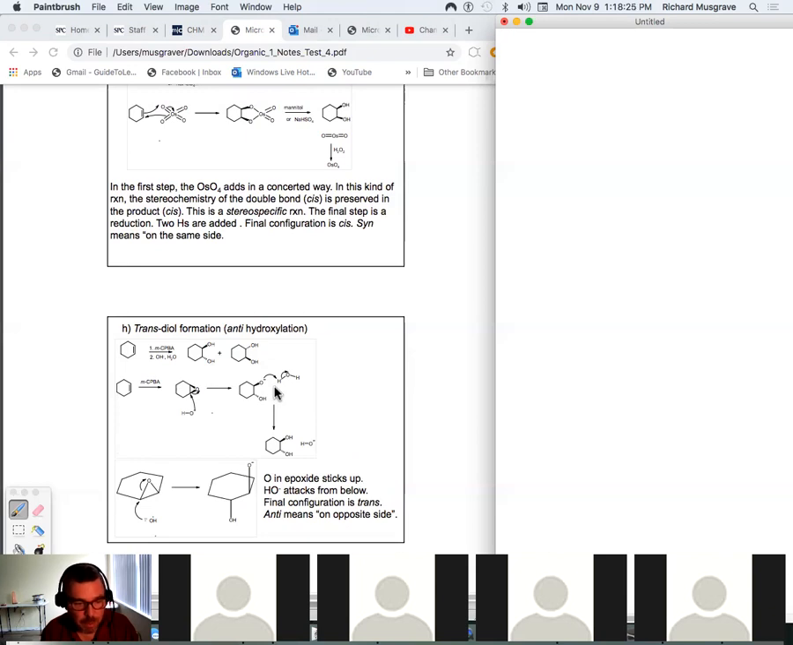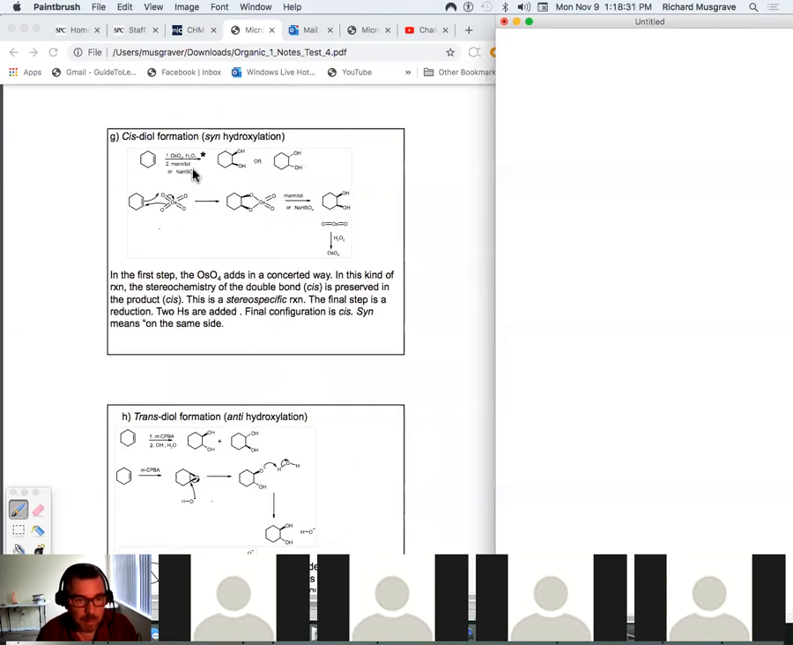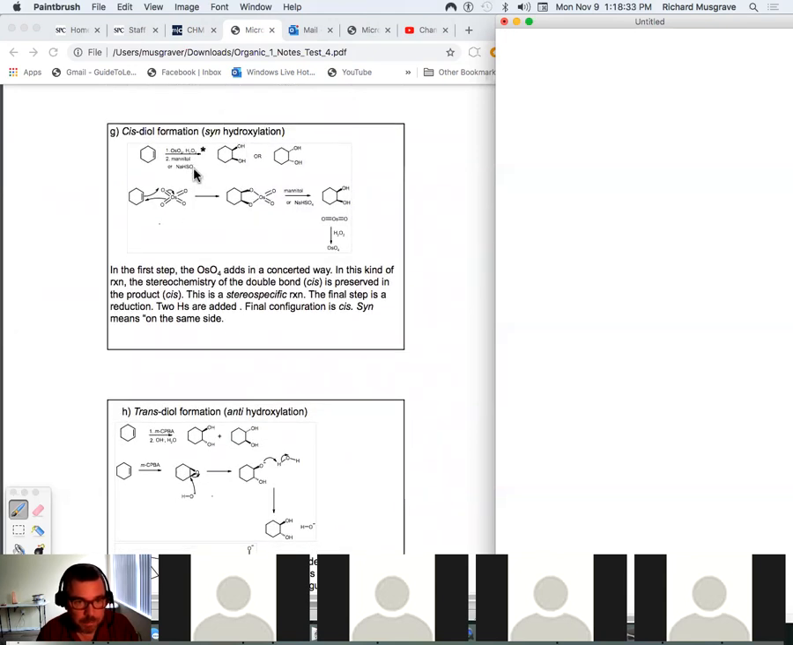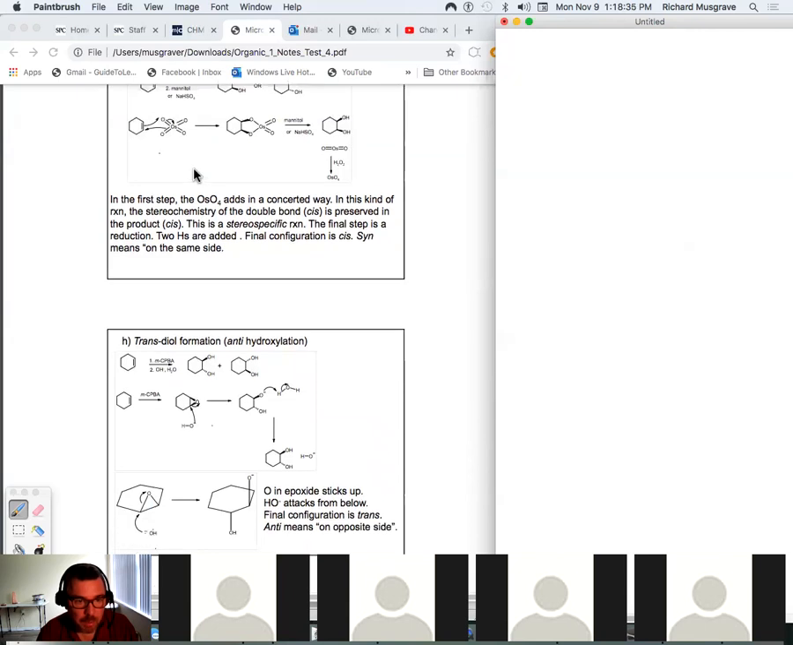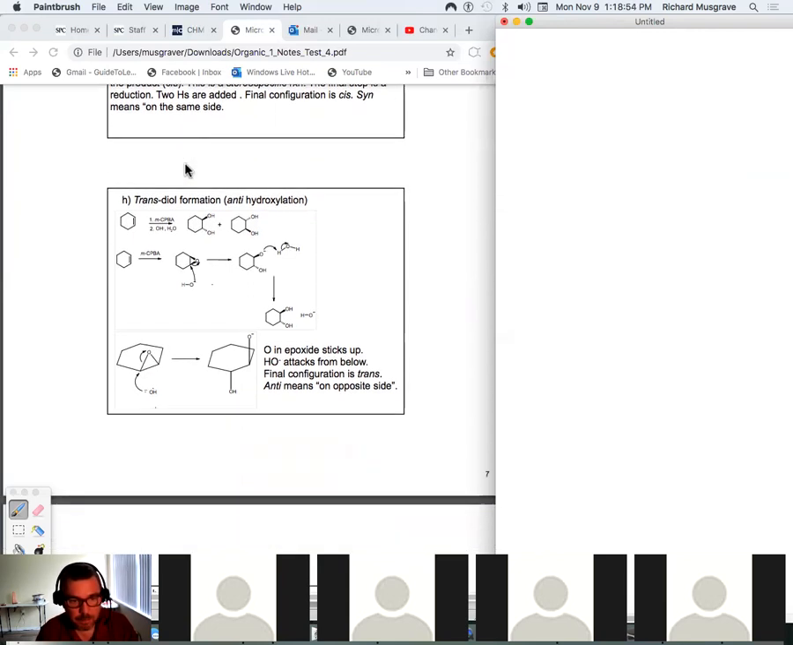So again, we're seeing this same situation where we have two different reagents that produce two different kinds of products depending upon what we want. If we want a cis diol, then we would use the osmium tetroxide, the OsO4. And if we wanted a trans diol, then we would use the MCPBA and the OH minus in the second step to produce that. Does anybody have any questions? Okay.